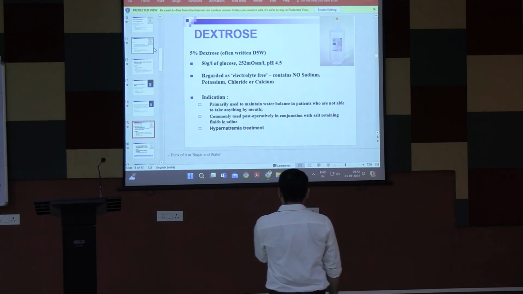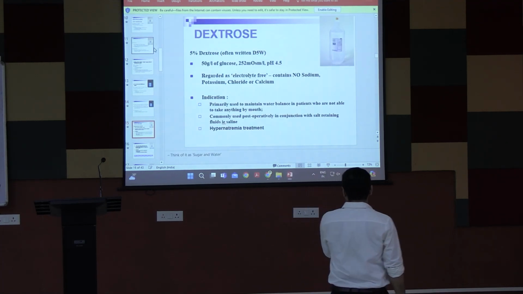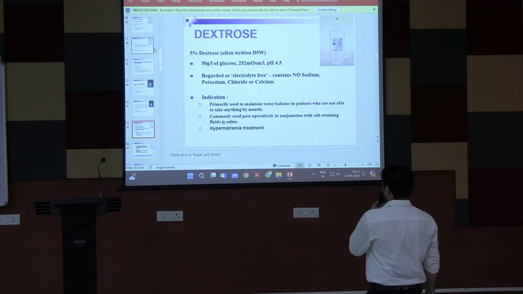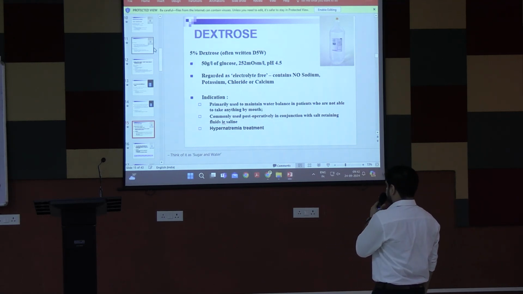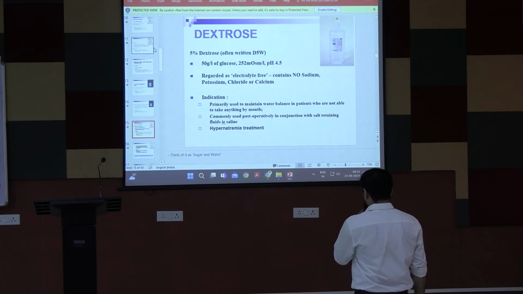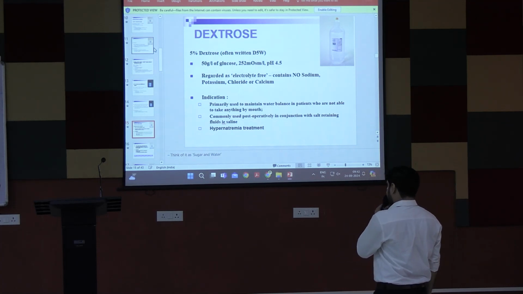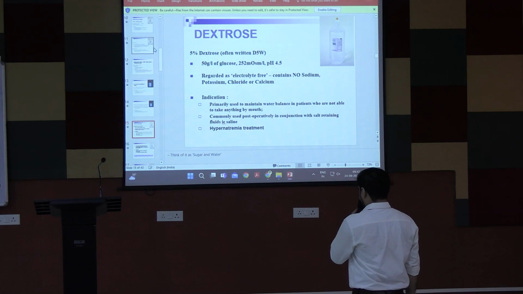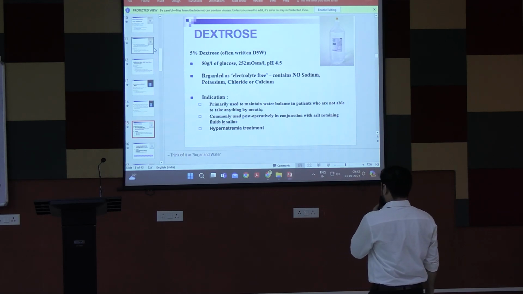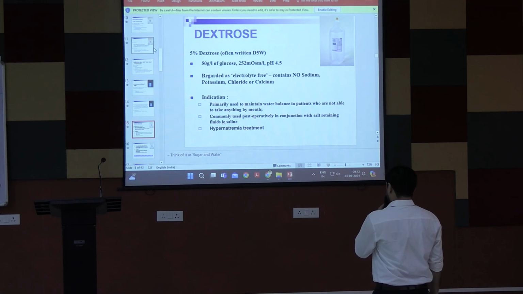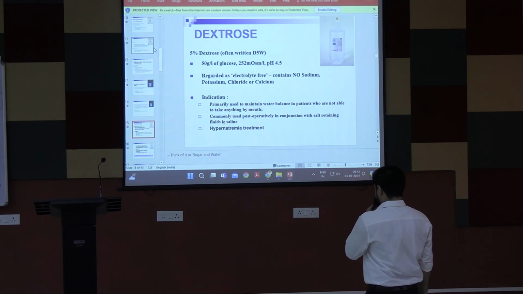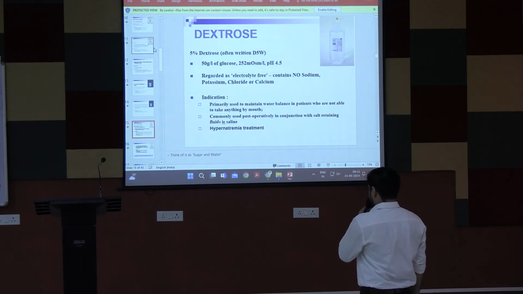Dextrose 5%, also called D5W: 50 gram per liter of glucose, 252 milliosmol per liter, pH 4.5, regarded as electrolyte free, containing no sodium, potassium, chloride or calcium. Indication: primarily used to maintain water balance in patients who are not able to take anything by mouth. Commonly used postoperatively in conjunction with salt-retaining fluids like saline. Also used for hypernatremia treatment.